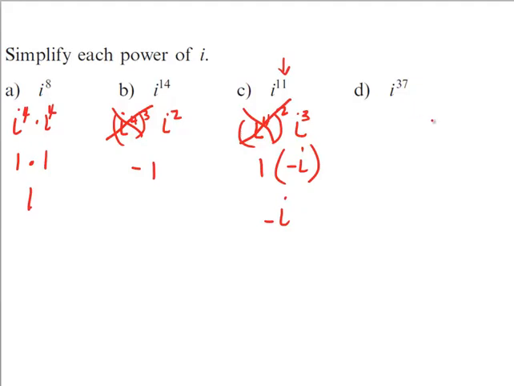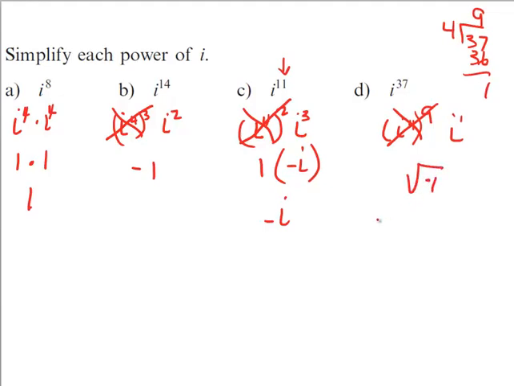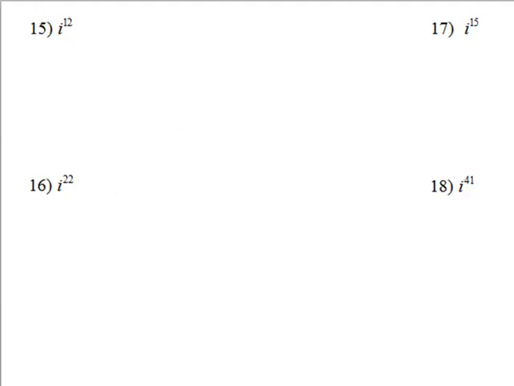Here, this is getting a little fancier, but think to yourself, 4 goes into 37 9 times. So that's i to the fourth to the ninth power, which is 1. And what's left over? i to the first, which is the square root of -1. Like I say, it reminds me a lot of when we were factoring out radicals and squares. So here we go. Let's try some more.